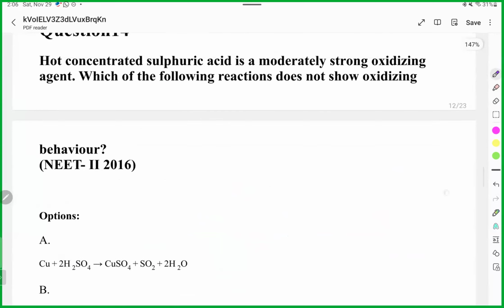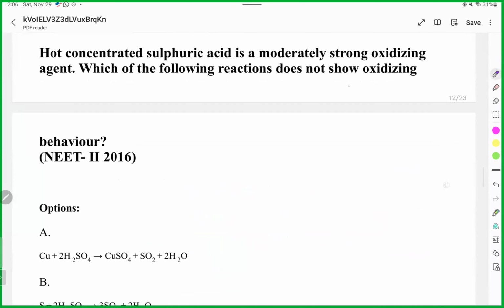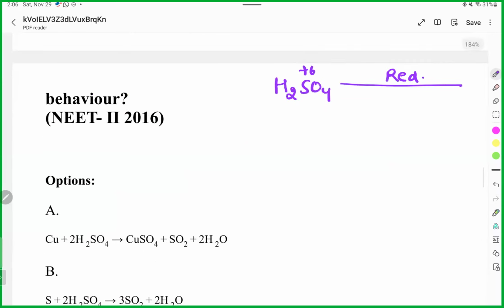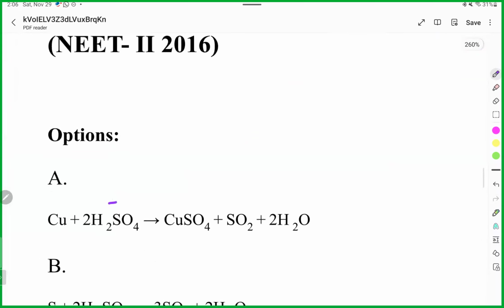This question: hot concentrated sulfuric acid is a moderately oxidizing agent. Which of the following does not show oxidizing behavior? When H2SO4 is oxidizing, it means itself will undergo reduction. Reduction means less. Here plus 6, it should be less. Only then it is showing. Example here: here it is plus 6, here plus 4. So this is reduction. It will cause oxidation of this, right?